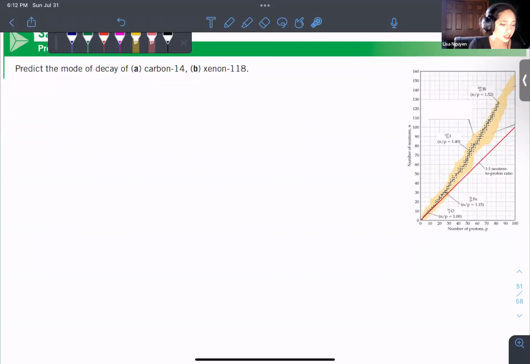So here we want to predict the modes of decay for these different substances. We can predict modes of decay using the belt of stability. My strategy for this question is to calculate the neutron to proton ratio of these compounds. And depending on whether it's way above or way below the belt of stability, certain decay modes are more common.